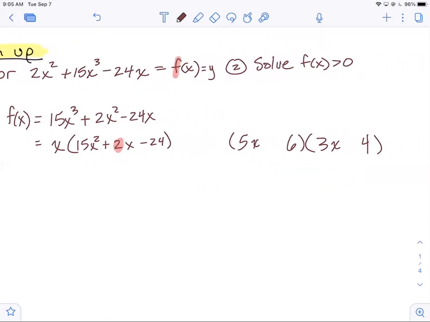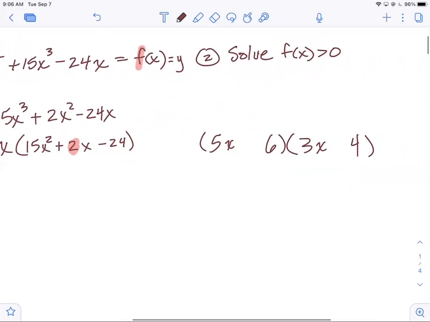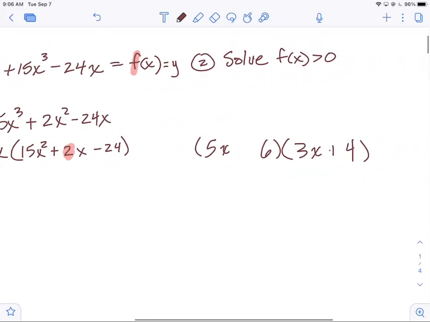And I know that the sum is positive 2, so the larger of the two has to be positive. So that's going to be 5 times 4, which is positive 20, and a negative 18. So there are the two factors. Okay, trial and error, it works.